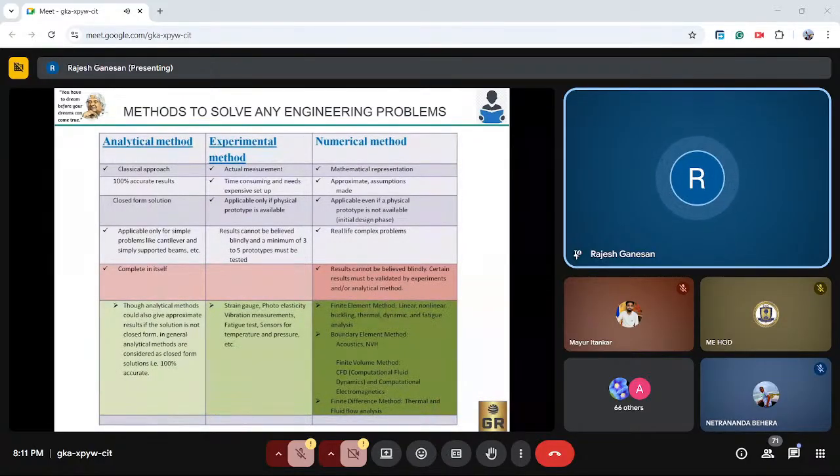For example, if you are doing a flight design, with respect to a software solution, we are not just copy-pasting and putting the solutions in, because it will create a huge problem. So in that case, we get the results through the experimental method, with respect to the time required and the actual measurement it takes, and whether a physical prototype is available or not.